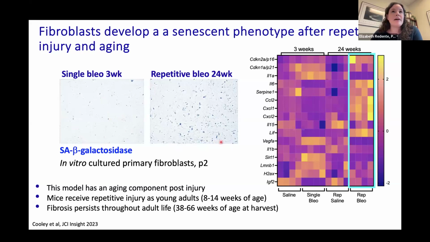There were also gene expression pattern changes associated with senescence in the repetitive bleomycin, which we can see here on the right, compared to the pattern of gene changes after single-dose bleomycin. The other thing about this model that we like to consider is that it really has an aging component built in post-injury. Mice receive their repetitive injury as young adults between 8 and 14 weeks of age, and then their fibrosis is developing and persisting throughout their adult life. Again, this ends in histological and physiological changes that are more reflective of patient lungs than the single-dose model.